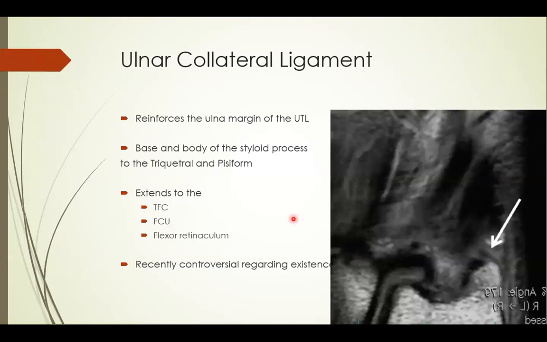Ulnar collateral ligament, it is serving as a reinforcement of the ulnar margin of the TFCC and the base and the body of the styloid process to the triquetrum and the pisiform. It has aponeurotic extensions that go into the TFC disc proper and also to the flexor carpi and the flexor retinaculum. Now, recently, some papers have stirred up a controversy saying whether the ulnar collateral ligament is just a thickening of the ulnar triquetral ligament or is a separate entity on itself.